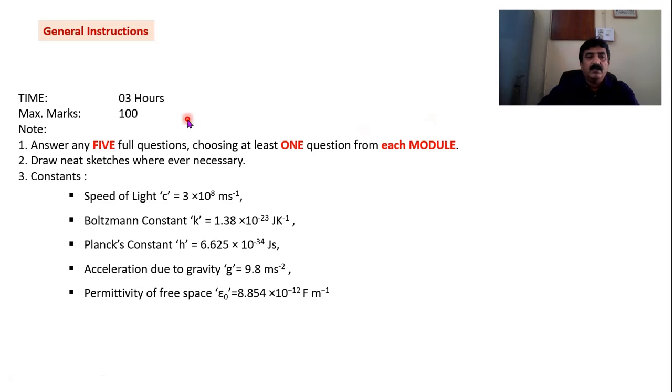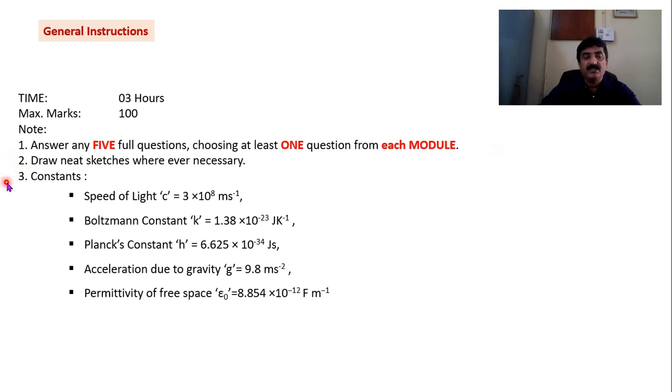As you all know, there will be 3 hour duration and totally 100 marks, and you have to answer 5 full questions out of 10. That means each module will have 2 questions, and you will have to answer at least one, choosing from each module. 5 modules means 5 twos are 10 questions, 1 question from each module.